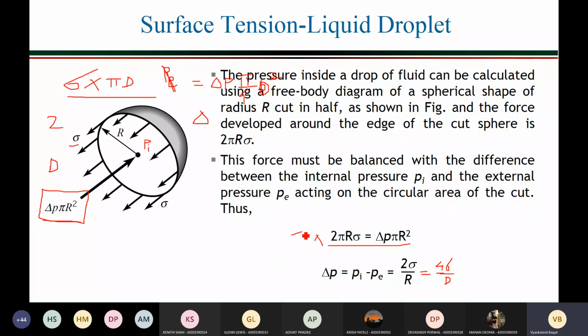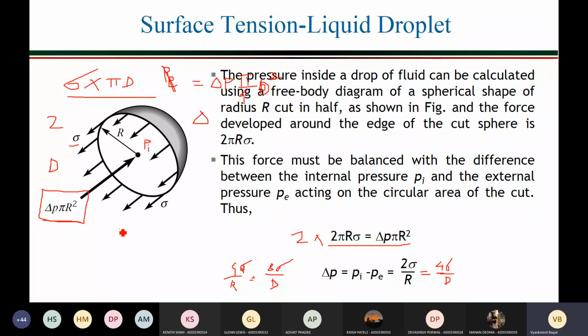So this will be added. Then what I get is, instead of 2 sigma, it will be 4 sigma by R, which is also equal to 8 sigma by D, capital D. So this will be the expression for delta P in case of hollow bubble.